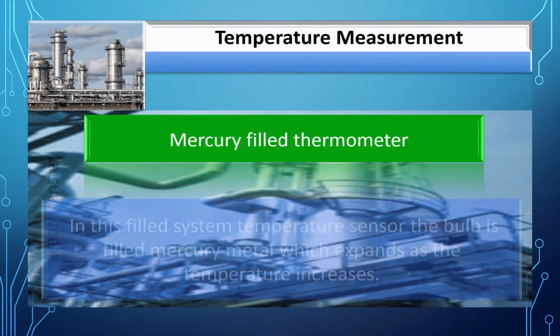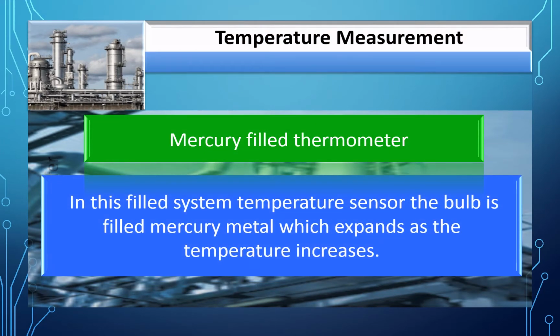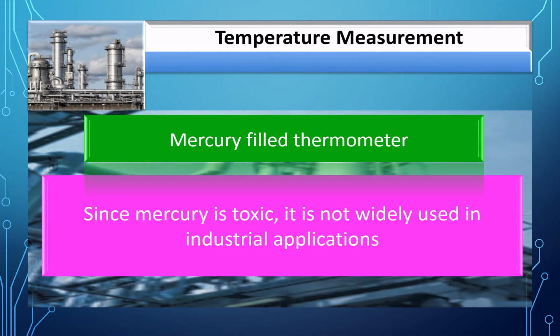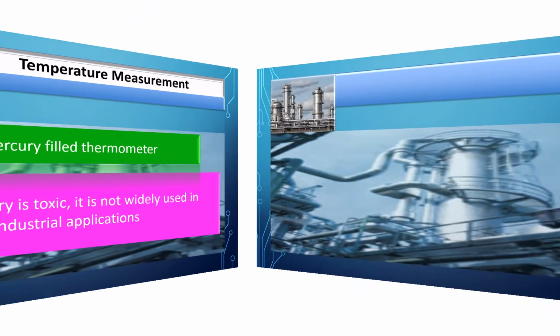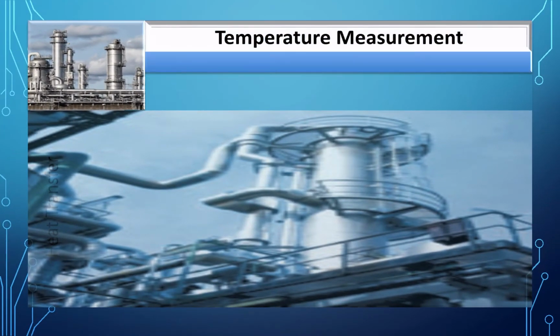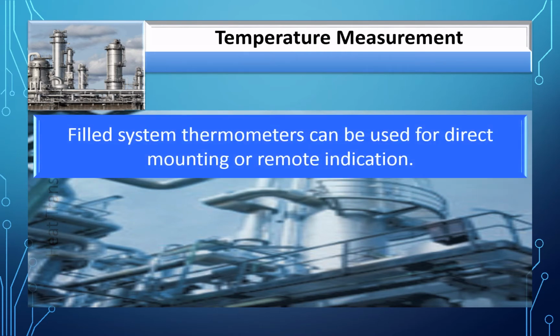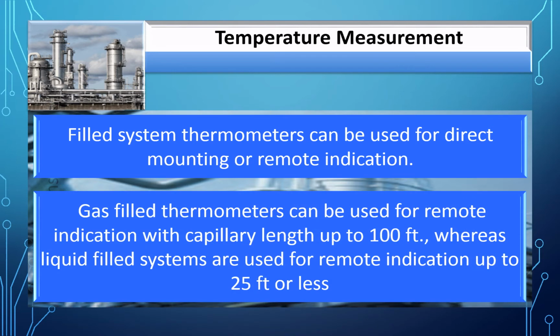Mercury-filled thermometer. In this filled system temperature sensor, the bulb is filled with mercury metal, which expands as the temperature increases. Since mercury is toxic, it is not widely used in industrial applications. Filled system thermometers can be used for direct mounting or remote indications. Gas-filled thermometers can be used for remote indications with capillary length up to 100 feet, whereas liquid-filled systems are used for remote indications up to 25 feet or less.